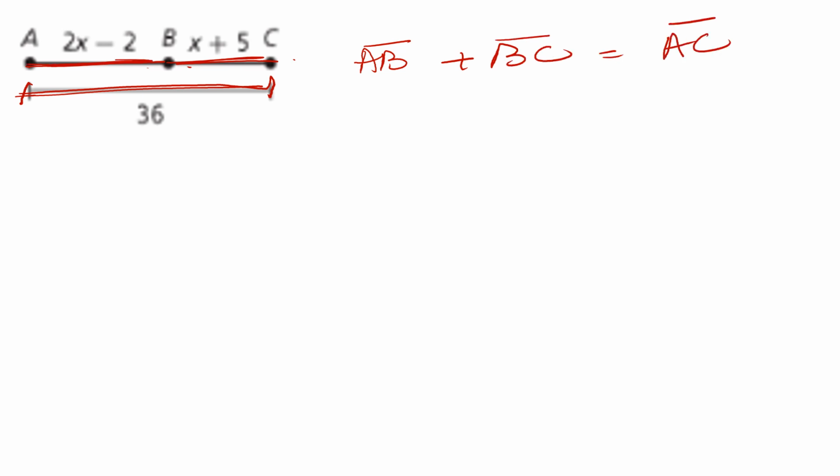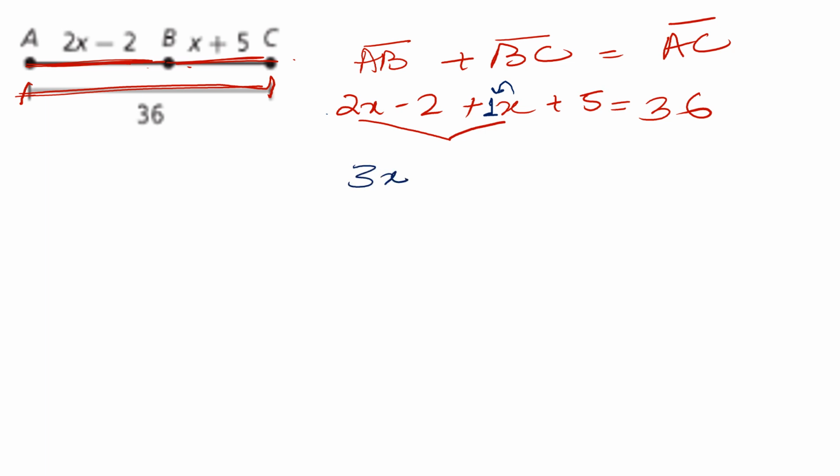Now what is AB? AB is 2x minus 2, plus what is BC? It is x plus 5, equals what is AC? That is 36. Now like terms. Combine the like terms. 2x plus x. We just concluded that there is no number before the x. It means it is 1x. So 2 plus 1 gives us 3x. Then we have minus 2 plus 5 gives us plus 3 equals 36.